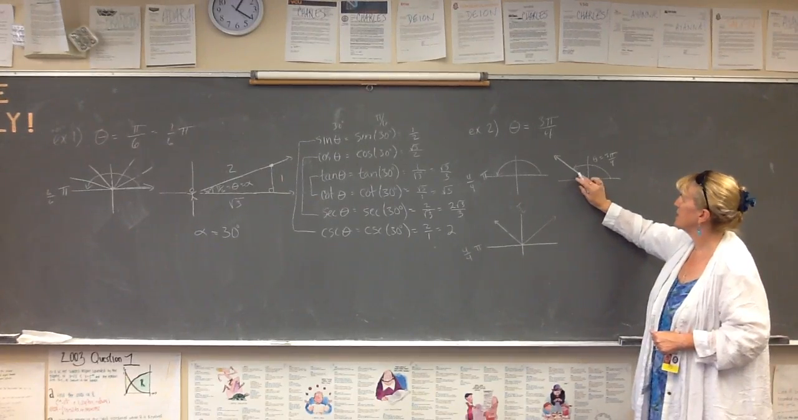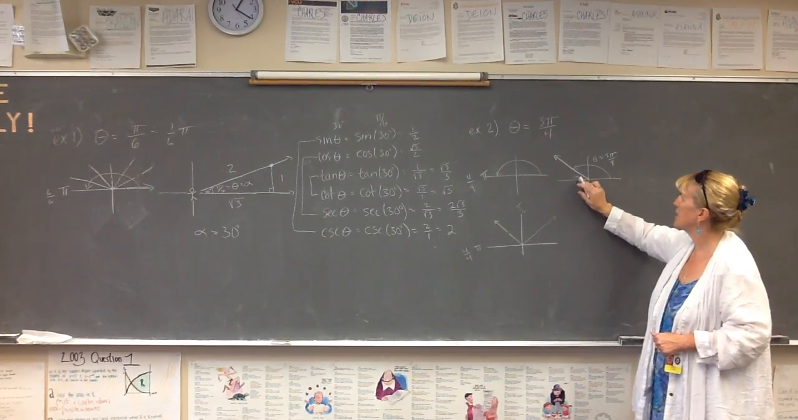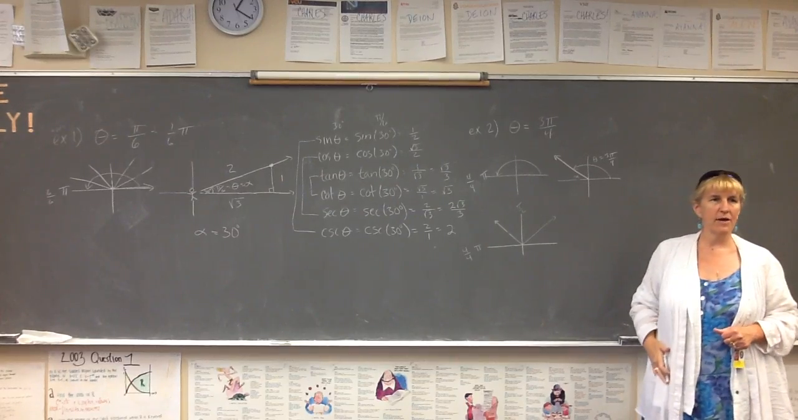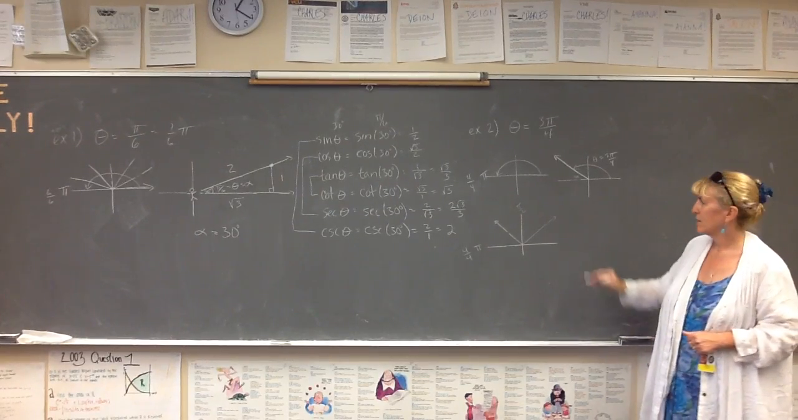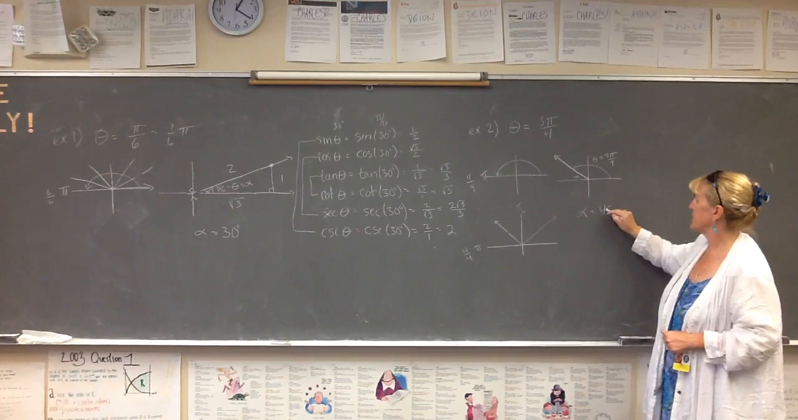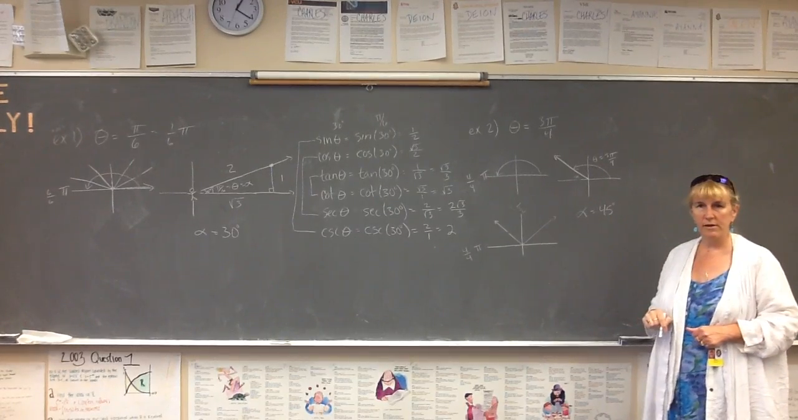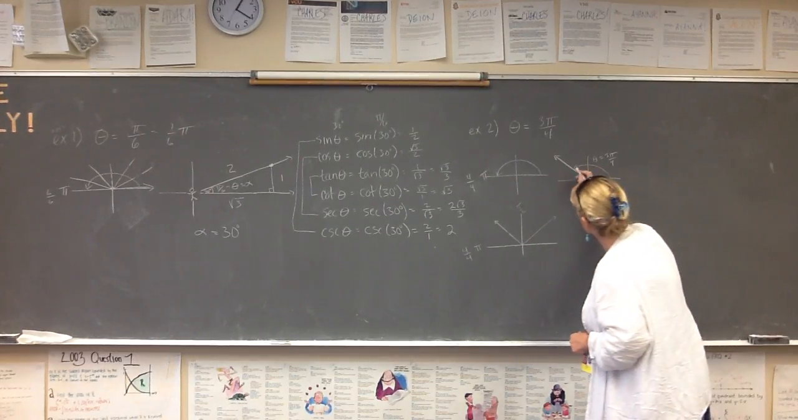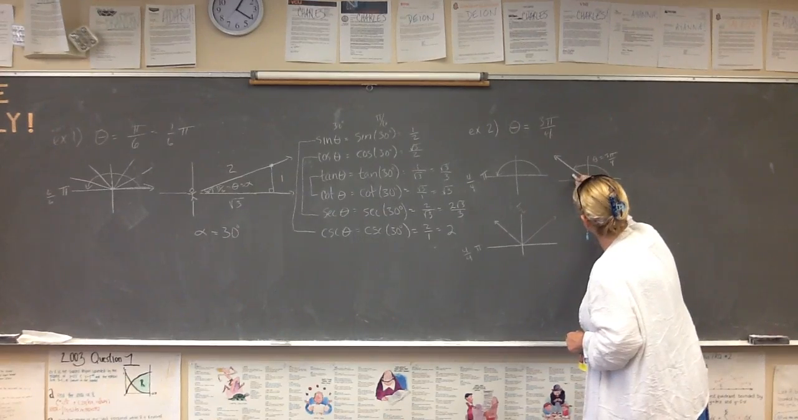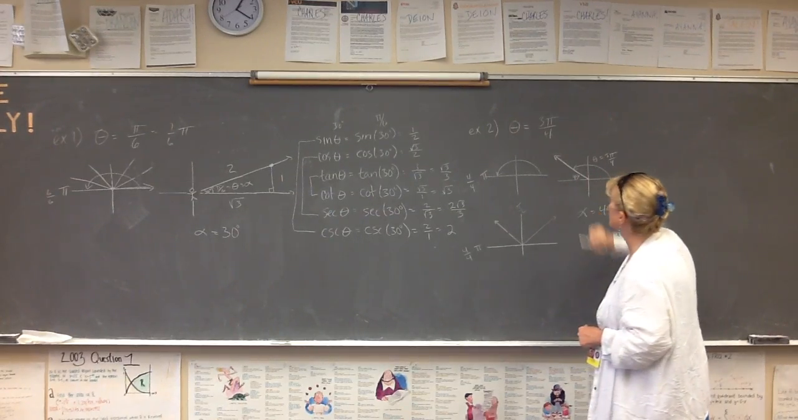How big is my alpha? 45 degrees. My alpha is 45 degrees. That's my reference angle. It's 45 degrees. So you can actually mark it in here if you want. You don't have to put alpha, you can just write the 45, it's your choice.